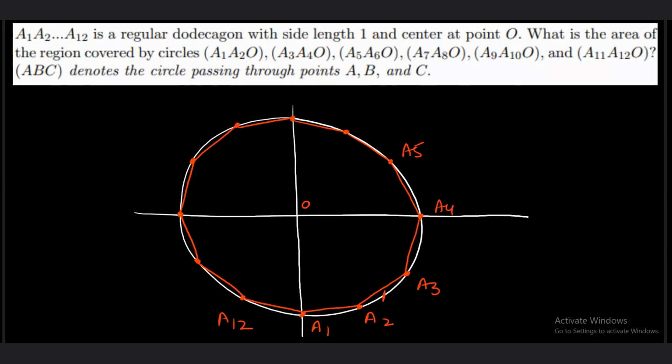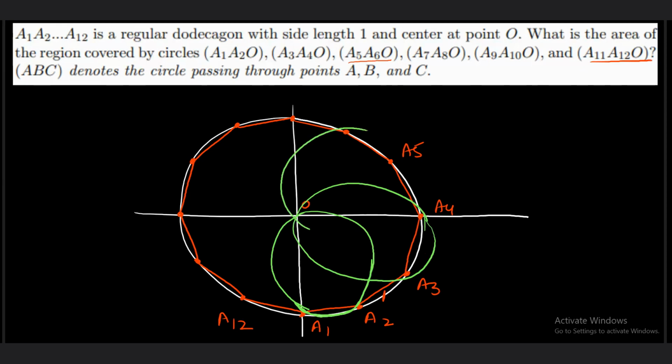So they are saying that you are tracing the circles A1, A2, O, A3, A4, O, A5, A6, O, and so on till A11, A12, O. ABC denotes the circle passing through the points A, B, C. So which circles are they talking about? They're talking about the circle passing through O, A1, A2. So I'm just tracing the rough sketch again. This is the kind of circle that we will be having. Another circle that I will be tracing is with A3, A4 and O. This is the second circle that we will have. Then we will have the third circle passing through O, A5, A6.